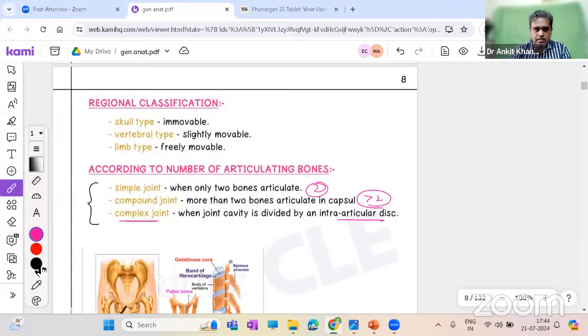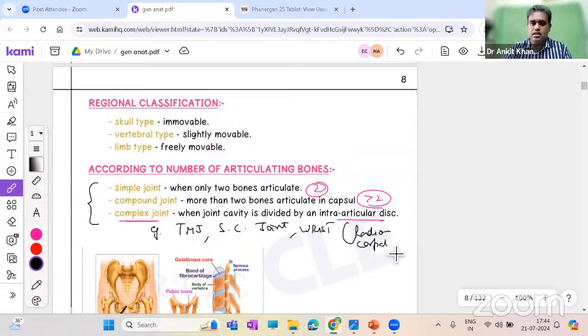Some examples we already discussed, like the temporomandibular joint, sternoclavicular joint. They have a disc in between. Even the wrist joint, that is the radiocarpal joint. Wrist is what? It is radiocarpal, between the radius and the carpals. They also have a disc in between. That is complex. Okay.